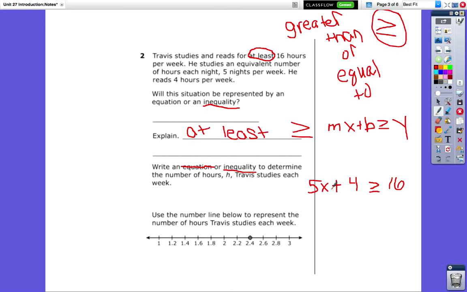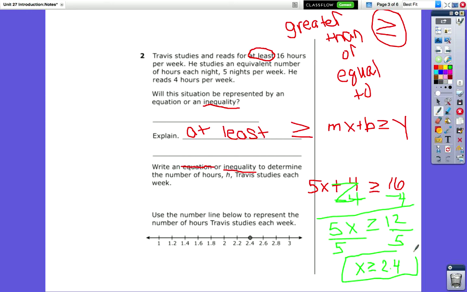We're going to solve this the exact same way that we solve our two-step equation. So we're going to subtract 4. We get 5x. When we subtracted this 4, we just took it away from this side. Greater than or equal to 12. 16 minus 4 is 12. Then we're going to divide both sides of the inequality by 5. And we get x is greater than or equal to 2.4. That's the solution to that inequality.